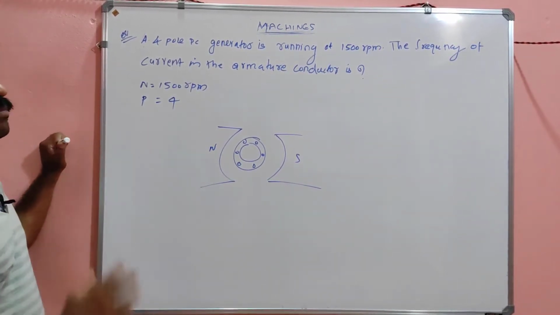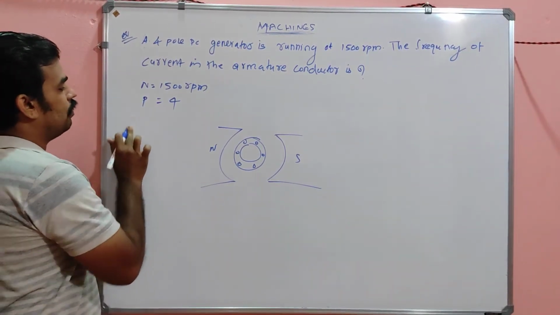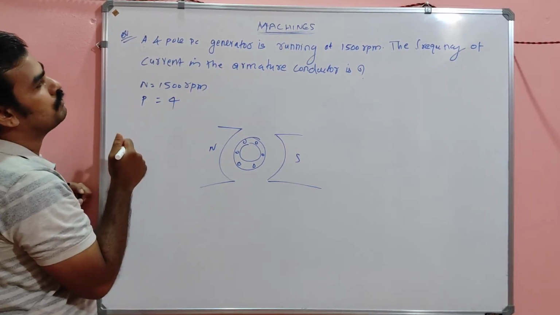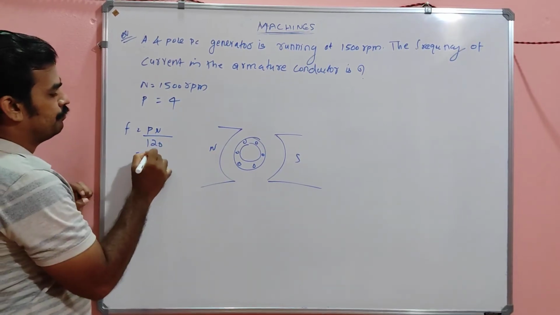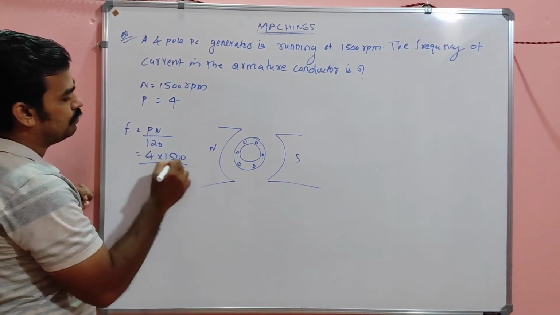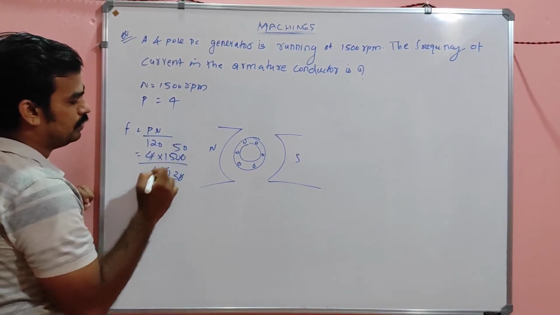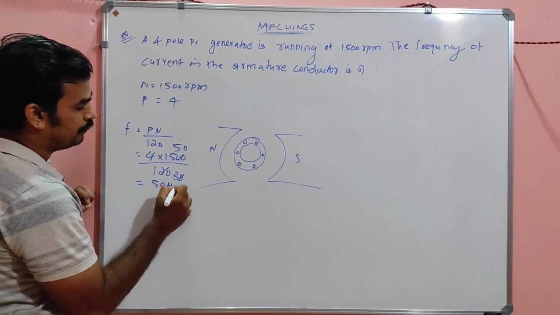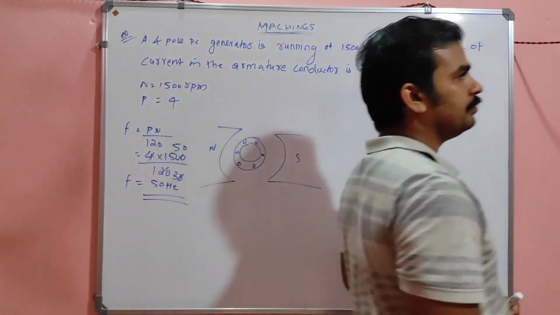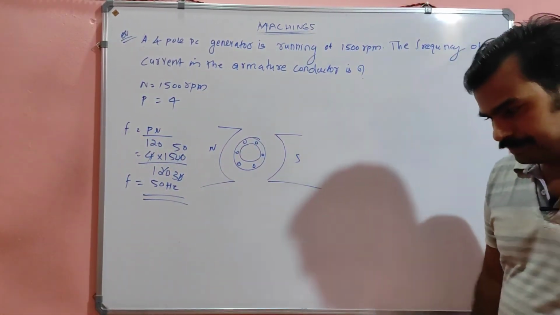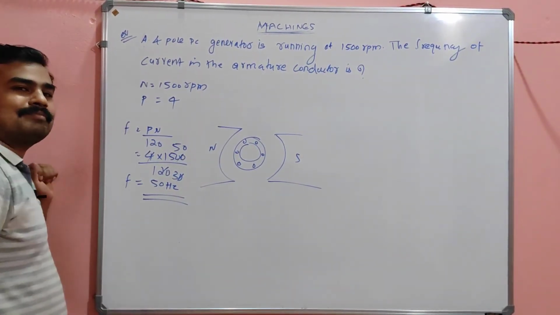So for such a doubly excited machine, just go for the basic equation. We have to find the frequency of the current, right? f is equal to Pn by 120, that is 4 into 1500 divided by 120, which is 50, correct? 50 hertz will be the answer. Is it clear, my dears? The problem is clear with you? Okay.